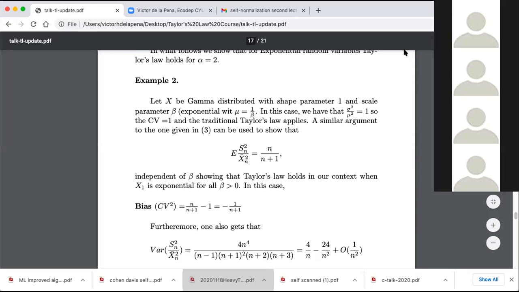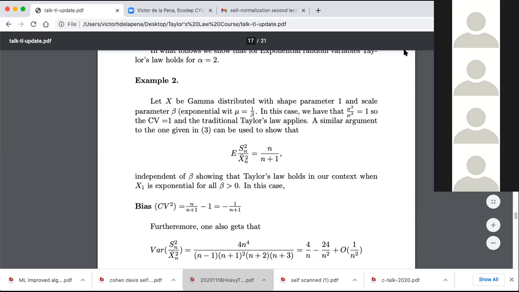And so this allows you to do calculations with respect to the mean square error. In particular, the variance of Sn squared over x bar n squared is given by the equation here, which is basically asymptotically 4/n. So this gives you the mean square error of the coefficient of variation, and it tells you how variable the coefficient of variation is when you have an exponential random variable.